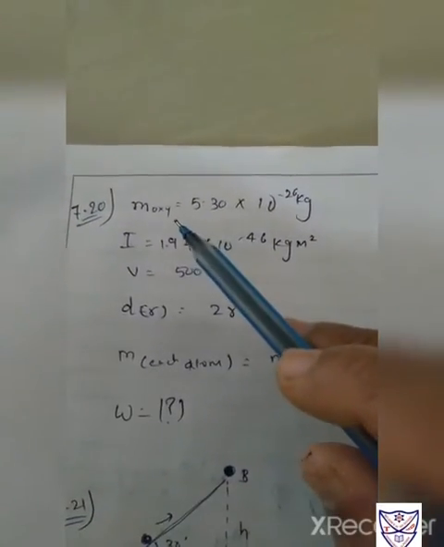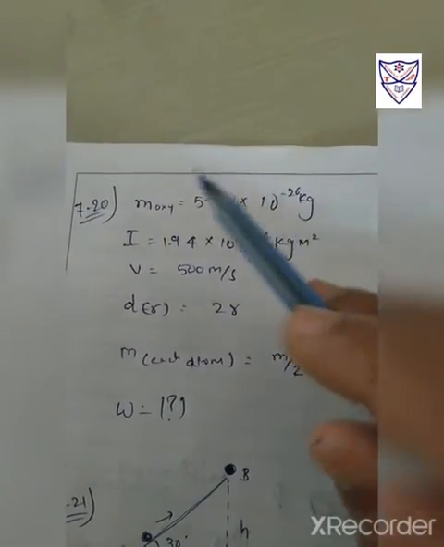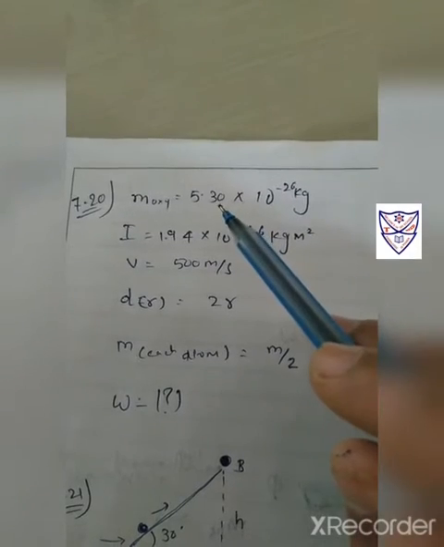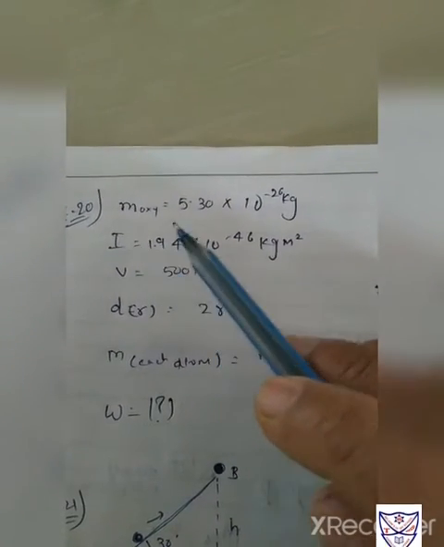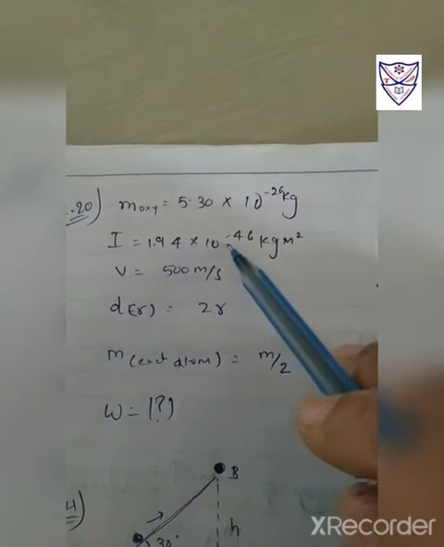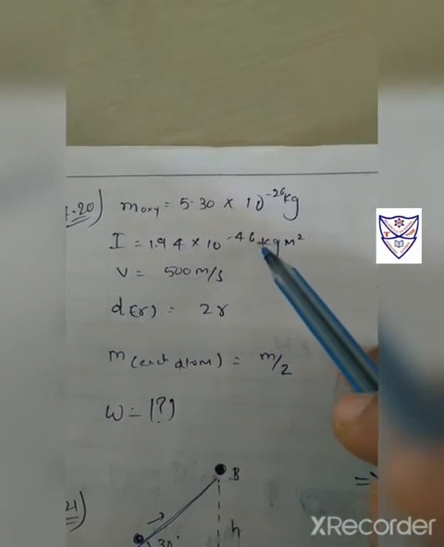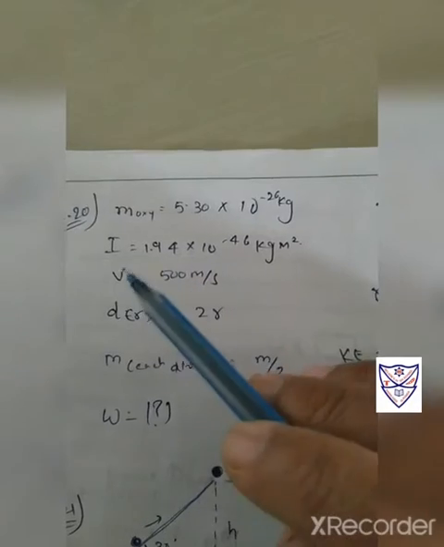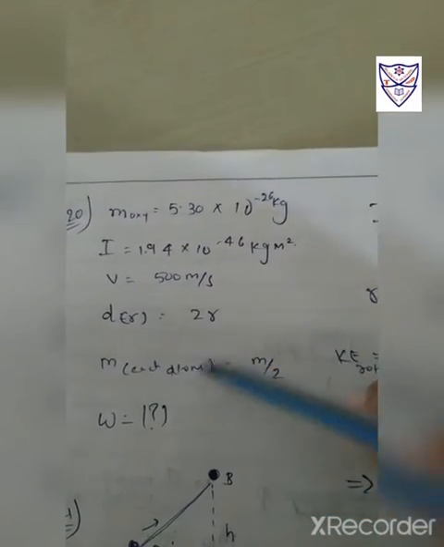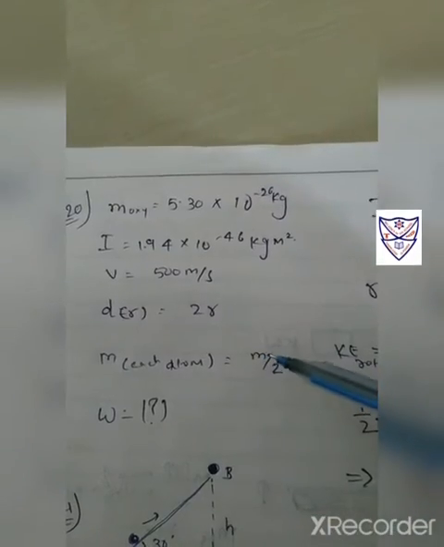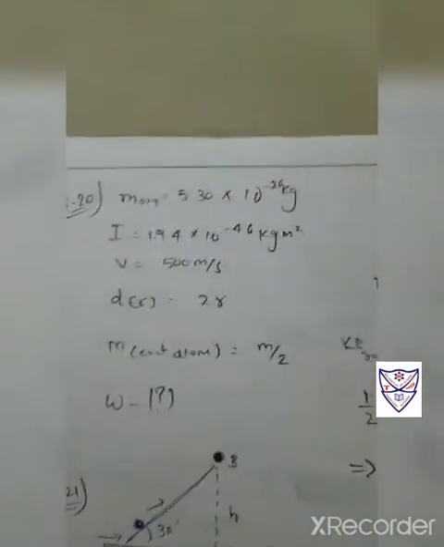They have provided you a mass of an oxygen atom, 5.3 into 10 raised to minus 26 kg. I, the moment of inertia, is given 1.94 into 10 raised to minus 46 kg meter square. V is provided to you, and D, or distance, is 2r. Mass of each atom is m by 2. Work done you have to find out.